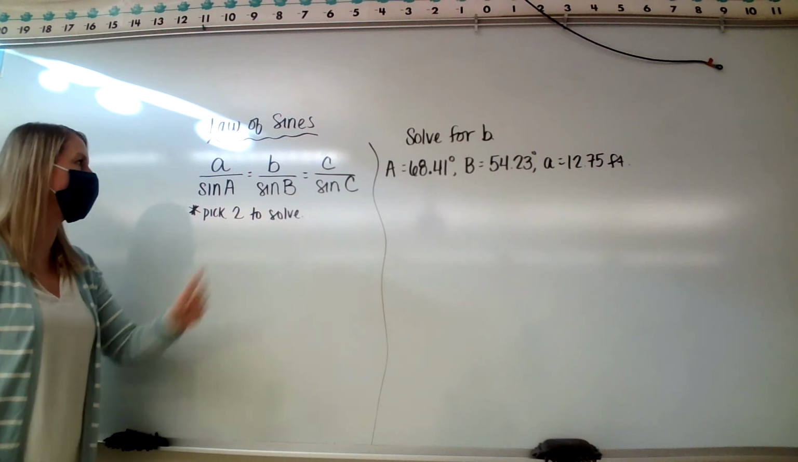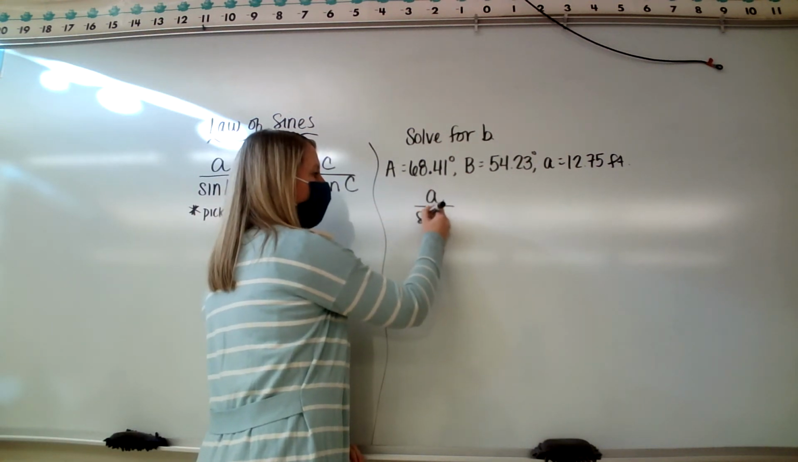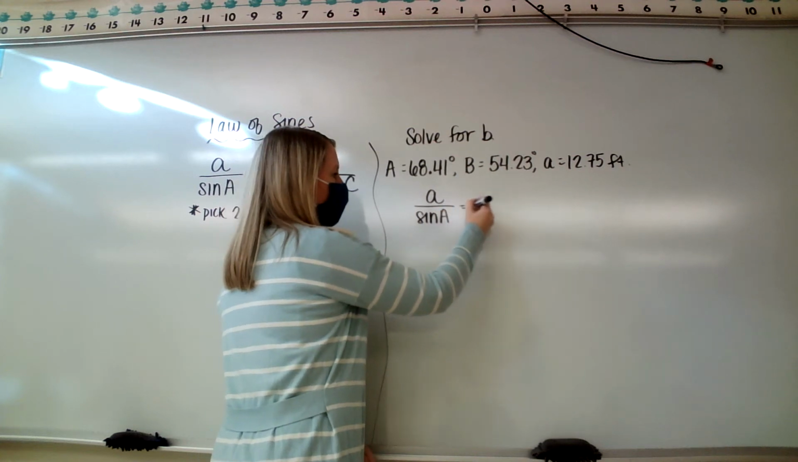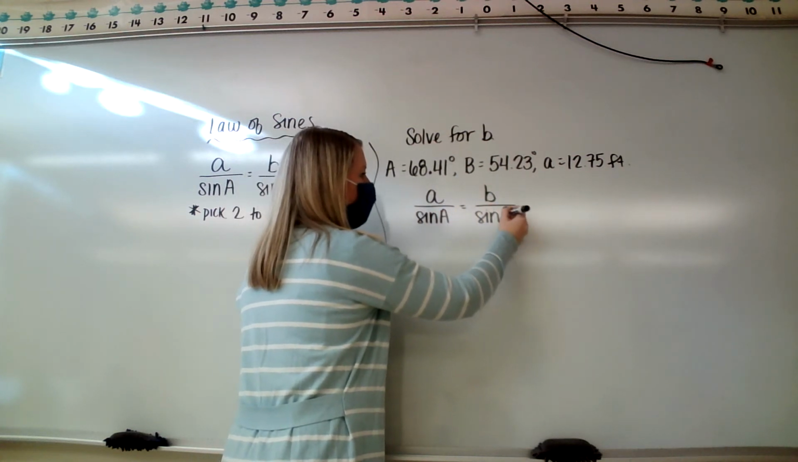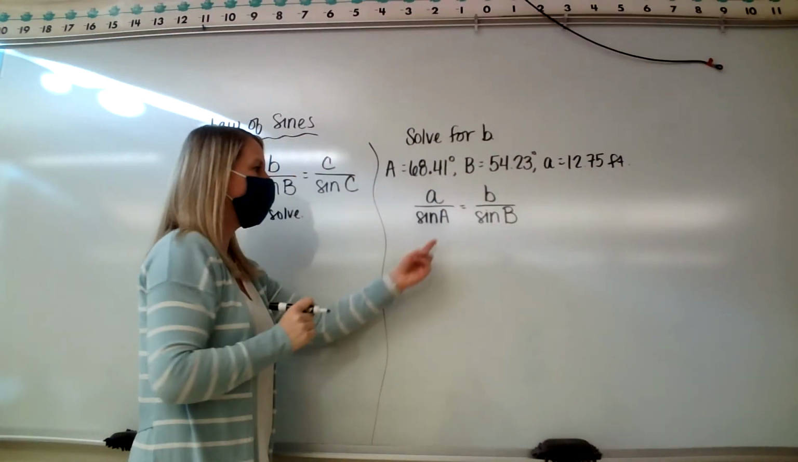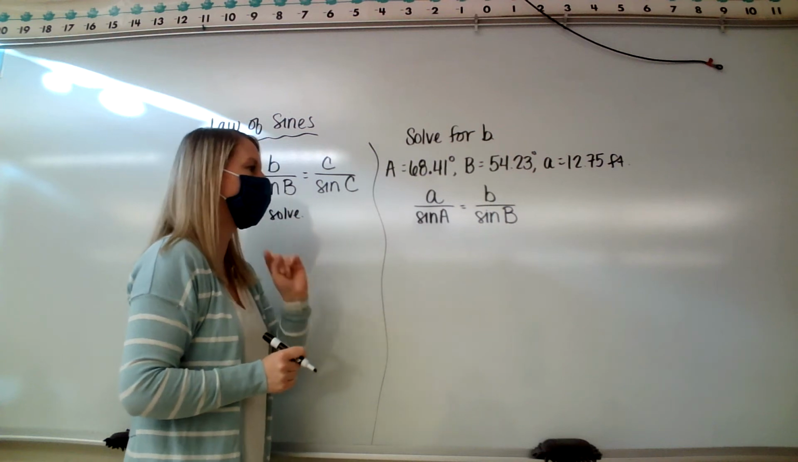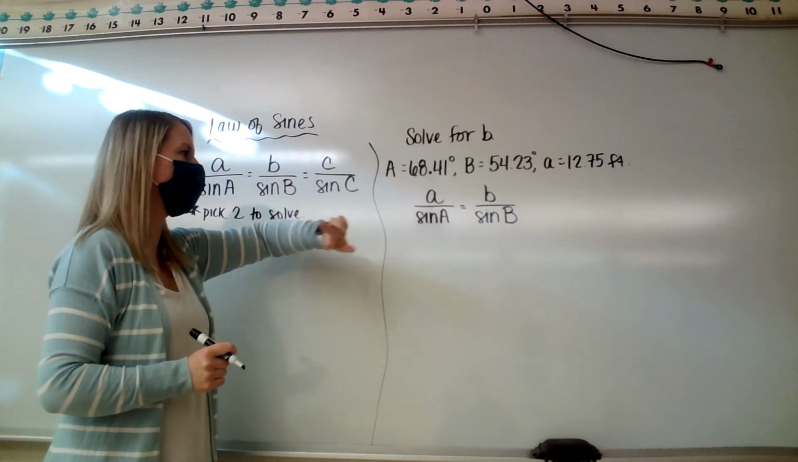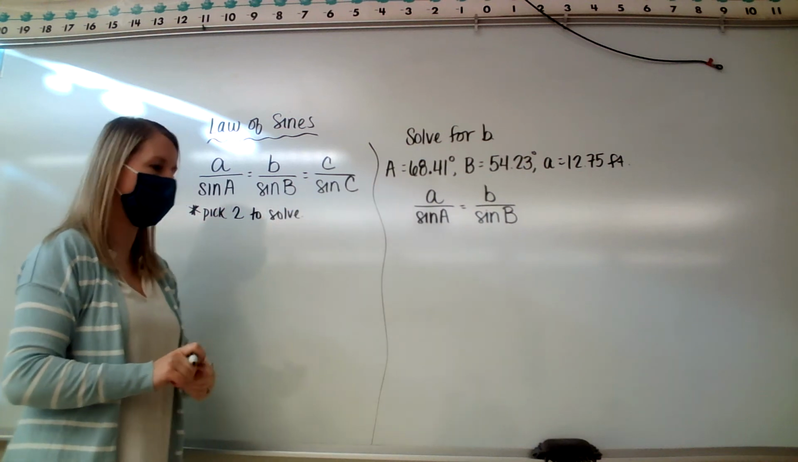So when I say pick two, I'm just going to rewrite that as a over sine A equals b over sine B. Just as a reminder, the lowercase are the sides, the uppercase are the angles, and the angles always go with your trig function. So in the next 2 minutes, can you take this information and put it into that formula?